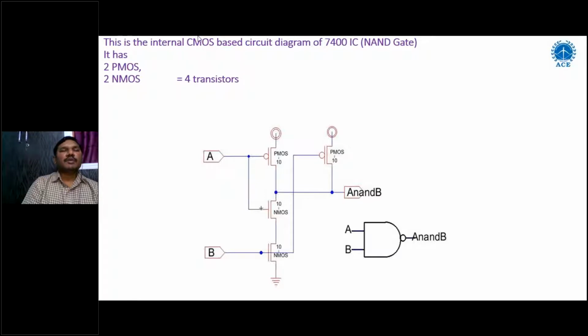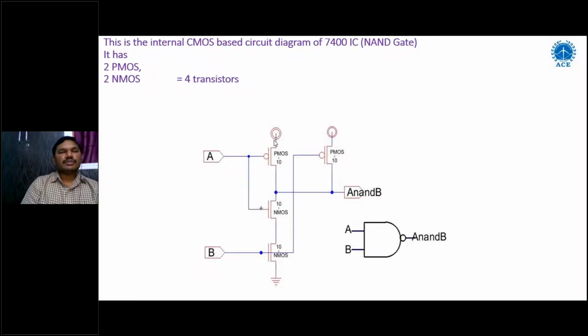Mainly we have to remember two parameters to operate a device. They are power consumption and speed of operation. If speed of operation is the main parameter, then we have to go for TTL technology. If low power is the main parameter, then we have to use CMOS based ICs. That's why here I have given the internal diagram of this IC. It has two PMOS transistors and two NMOS transistors. So four transistors are required here to design a simple NAND gate.